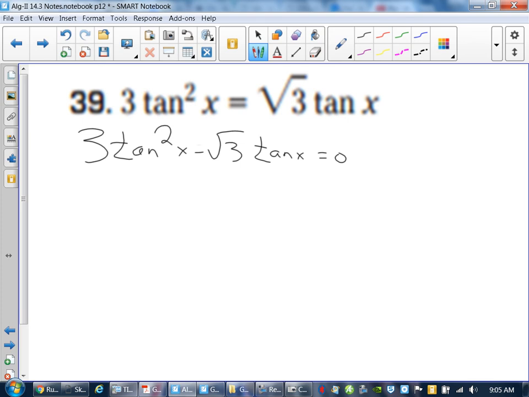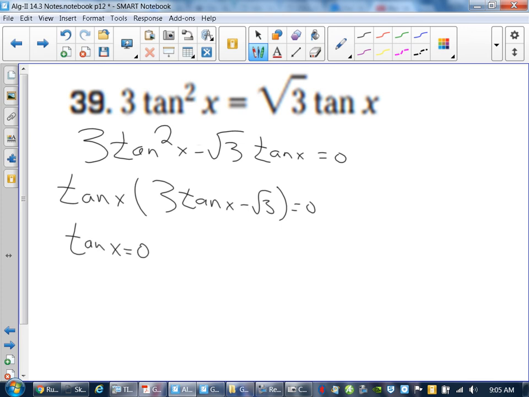What's your first rule of factoring? Take out the GCF. Good. So if I take out my GCF, I have tangent of x times the quantity 3 tangent x minus root 3 is 0. Now I have 2 terms that I can set equal to 0: tangent of x is 0, and 3 tangent x minus root 3 is 0.